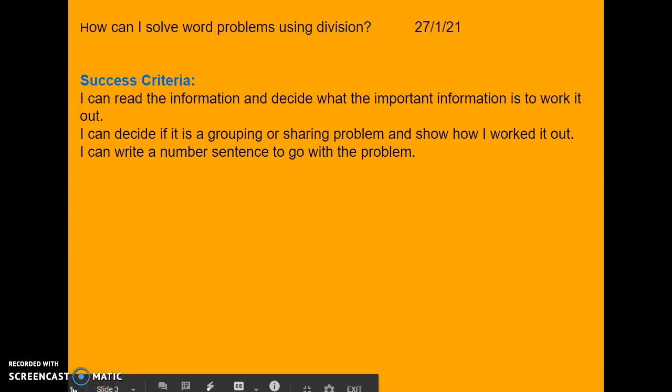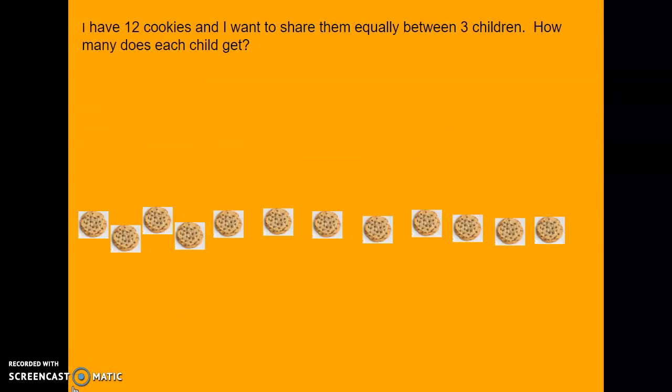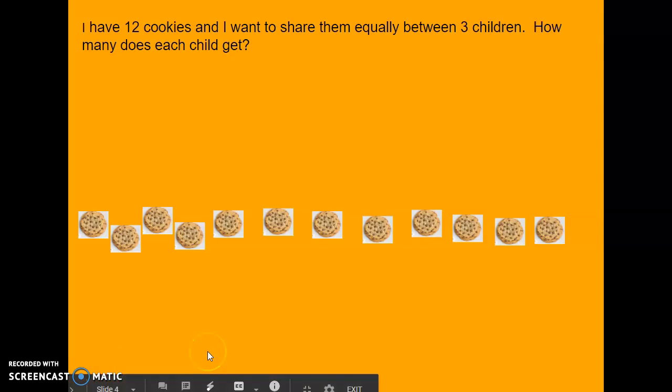So we're going to look at some word problems. Today, I want you to be able to read the information and decide what the important information is to work it out. So decide if it is a grouping or a sharing problem and show how you worked it out. And then I also want you to be able to write a number sentence to go with the problem. Right, so let's have a look at the first word problem.